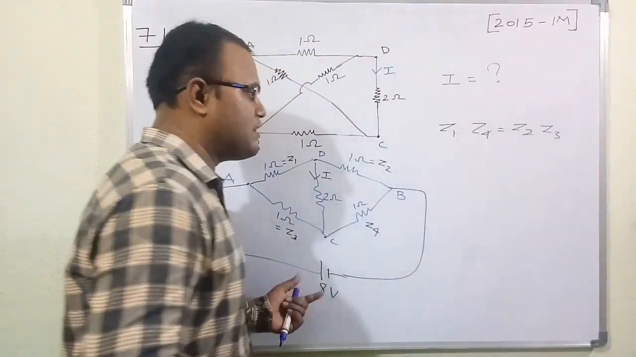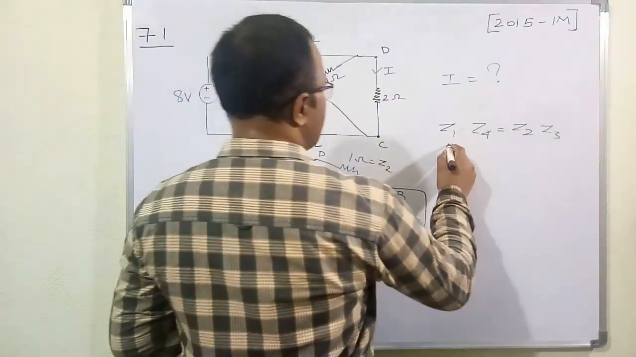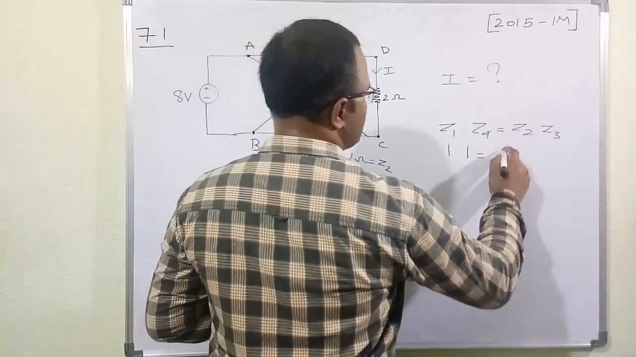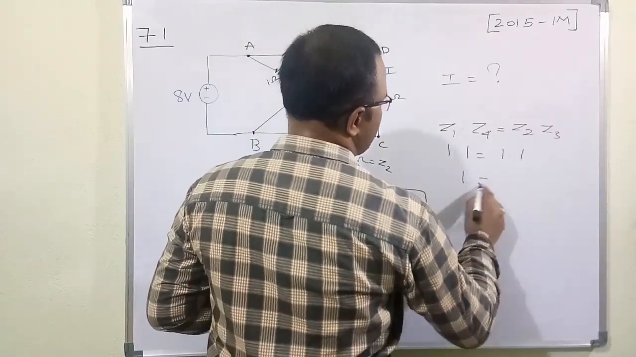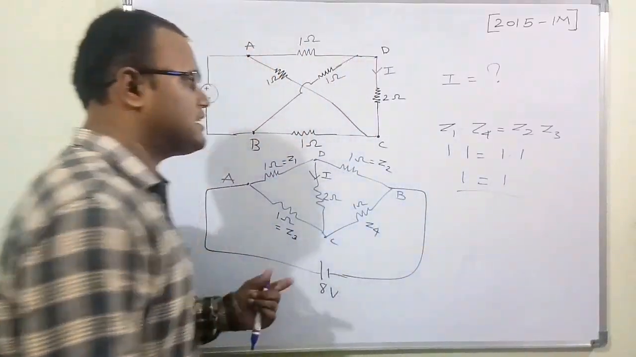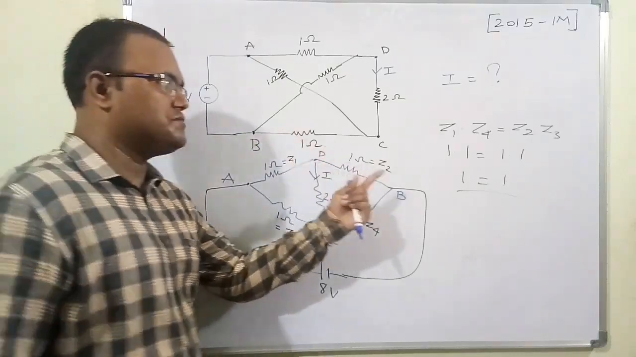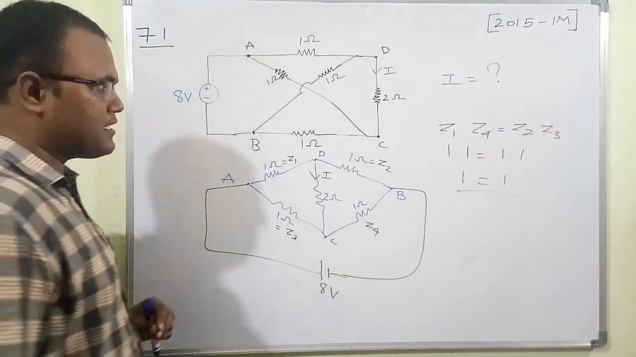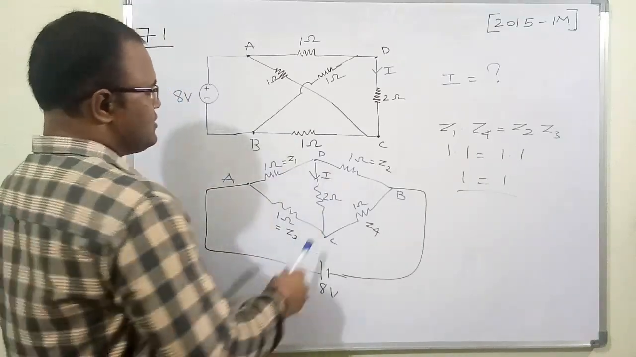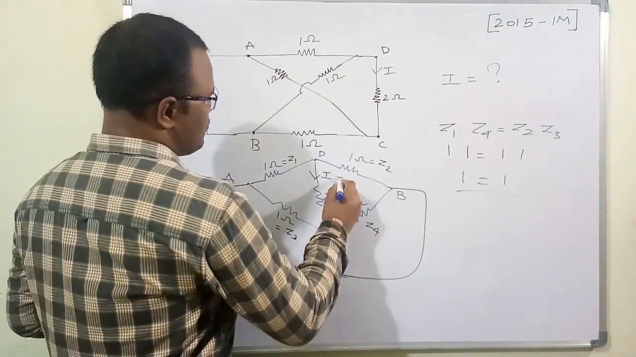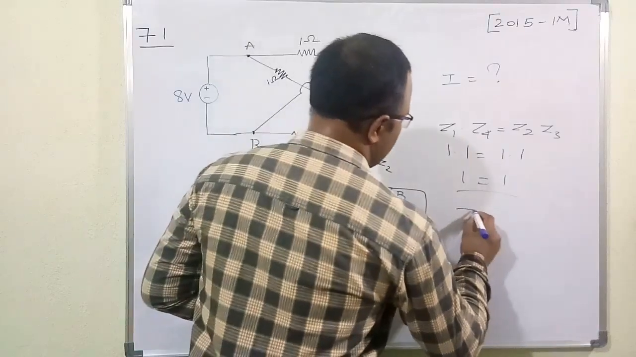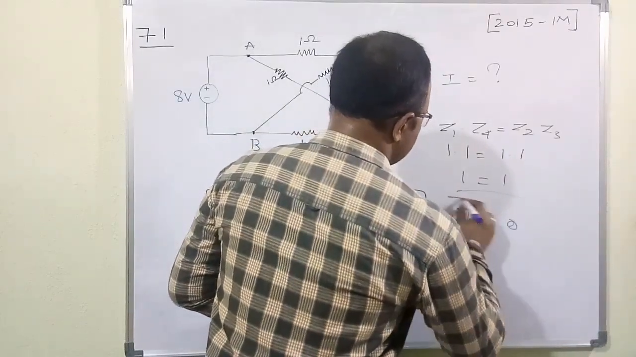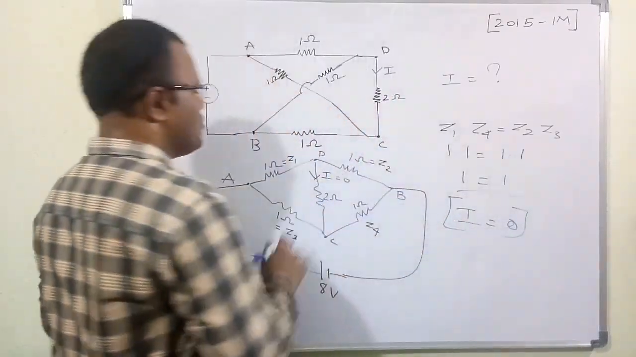This condition is satisfied by this circuit. It means Z1 is 1, Z4 is 1, Z2 is 1 and Z3 is 1. So 1 is equal to 1. This circuit is satisfying the balanced resistance bridge condition. So in that condition, the current in this branch is equal to 0, which means the current in the 2 ohm resistor is 0.